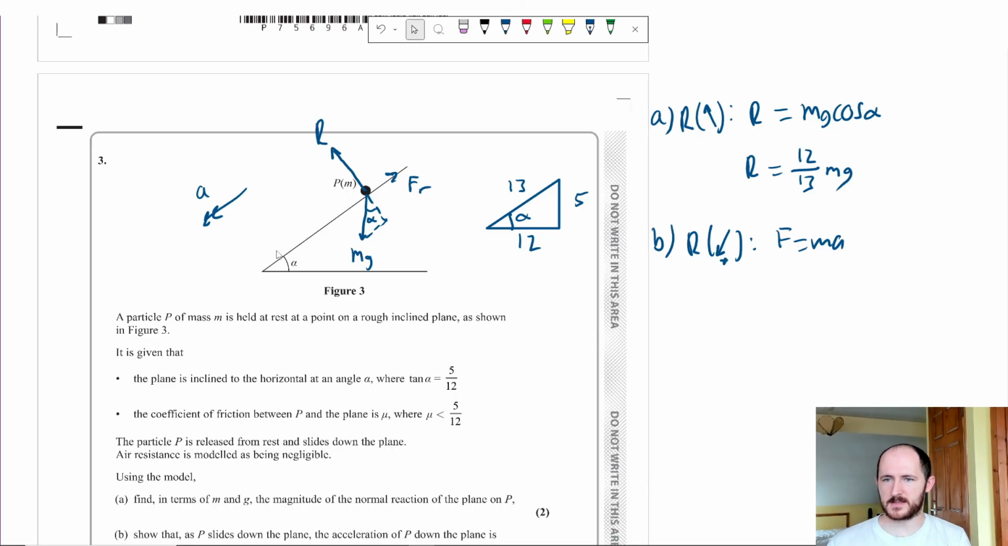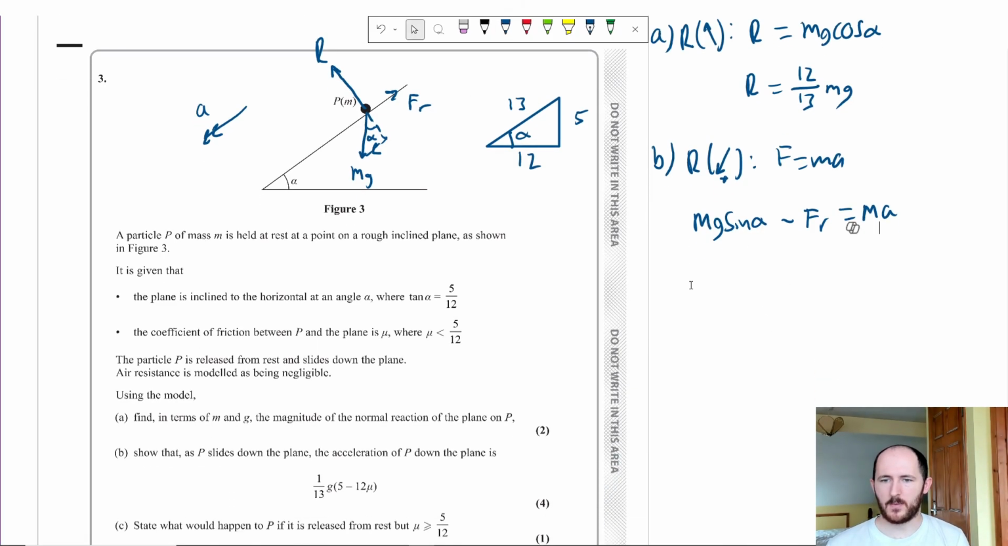So F is going to be the sum of the forces acting parallel. So that's going to be the opposite component of the weight, so mg sine alpha, because again, we're looking at this opposite side here. Minus, why is it minus? Because it's acting in the opposite direction to weight, right? Because this is acting down the plane, this is acting up the plane. Minus friction equals ma, where m is just m and a is just a.